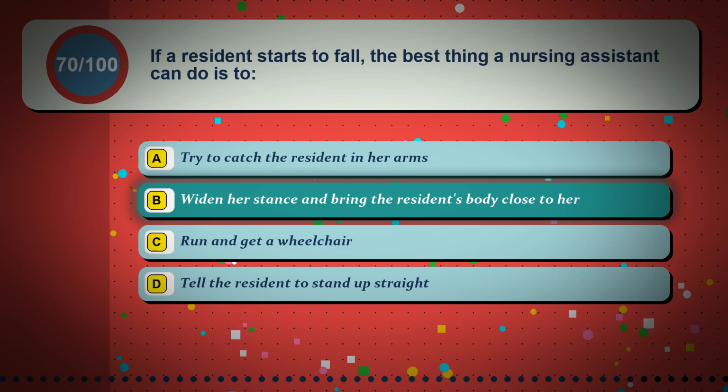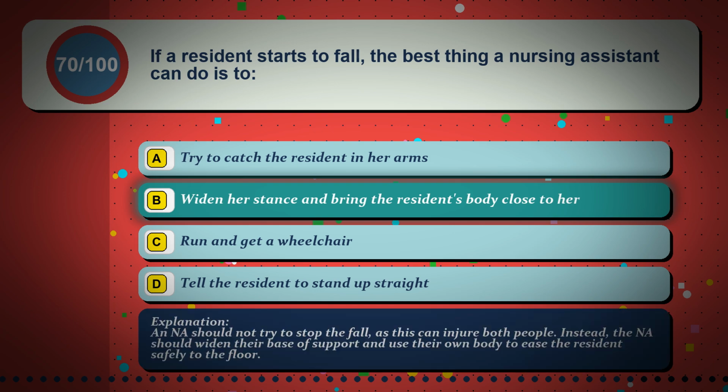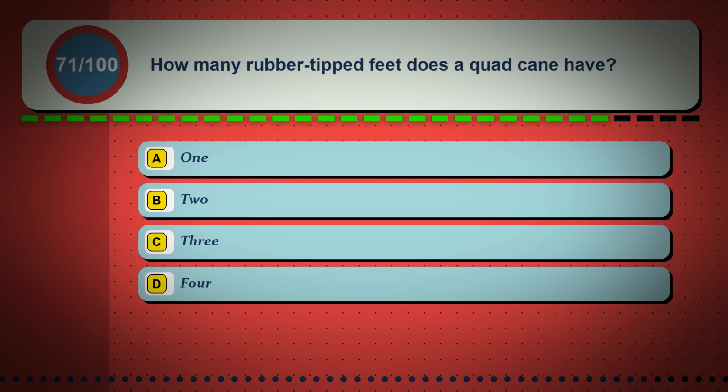The correct answer is option B. Widen her stance and bring the resident's body close to her. And the NA should not try to stop the fall, as this can injure both people. Instead, the NA should widen their base of support and use their own body to ease the resident safely to the floor. Question 71. How many rubber-tipped feet does a quad cane have?